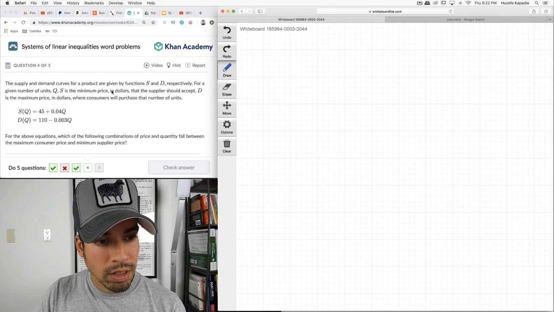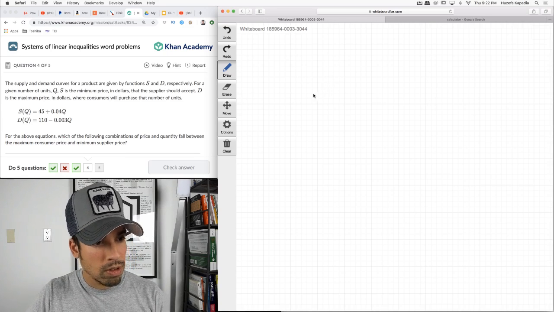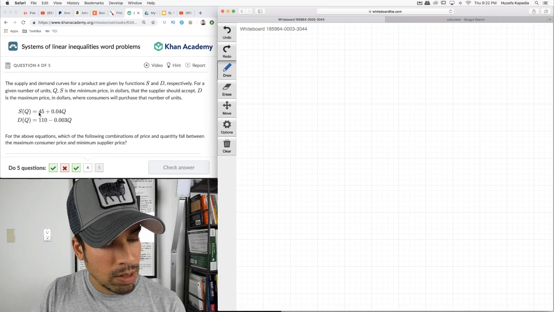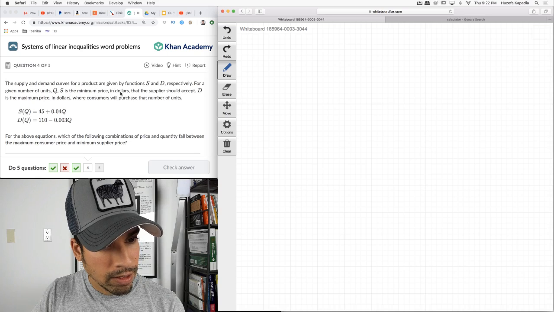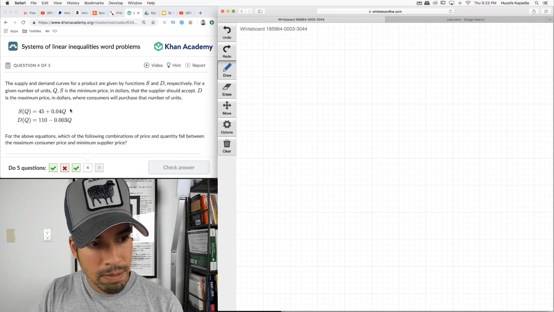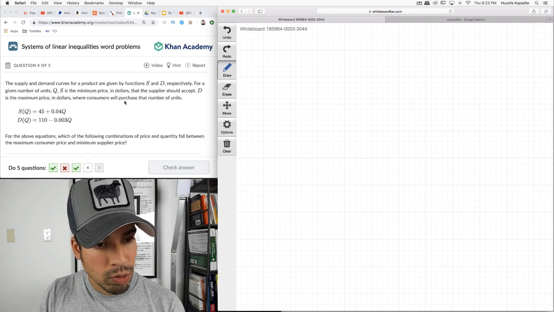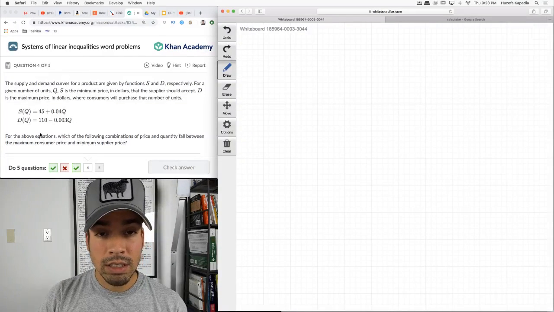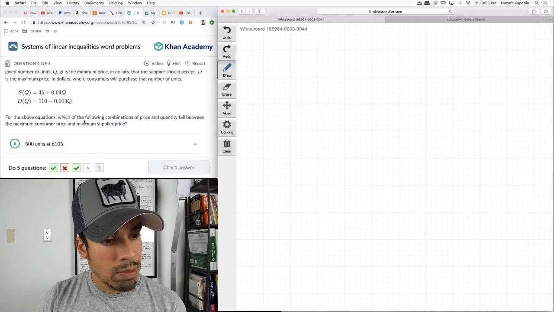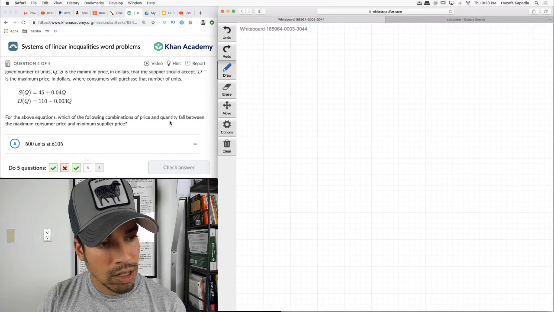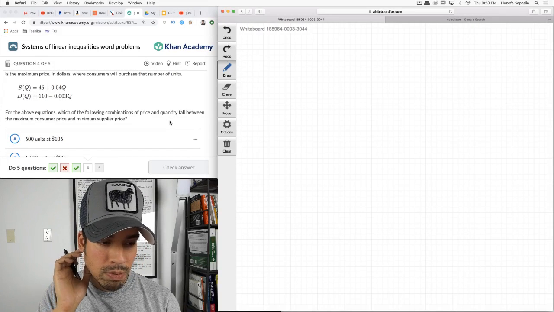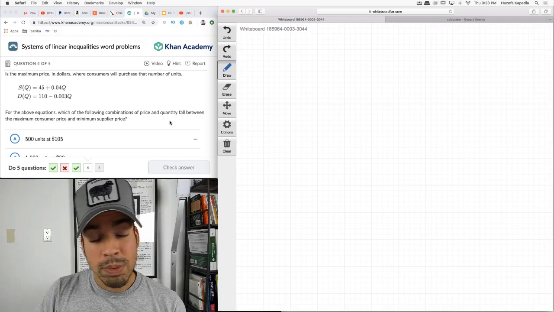Supply and demand curves for a product are given by functions S and D, respectively. Cool. For a given number of units Q, S is the minimum price that the supplier should accept. D is the maximum price where consumers will purchase that number of units. This is actually an economics concept. You don't need to know that to solve this, I assume. For the above equations, which of the following combinations of price and quantity fall between the maximum consumer price and the minimum supplier price? All right, this is just plug and chug.